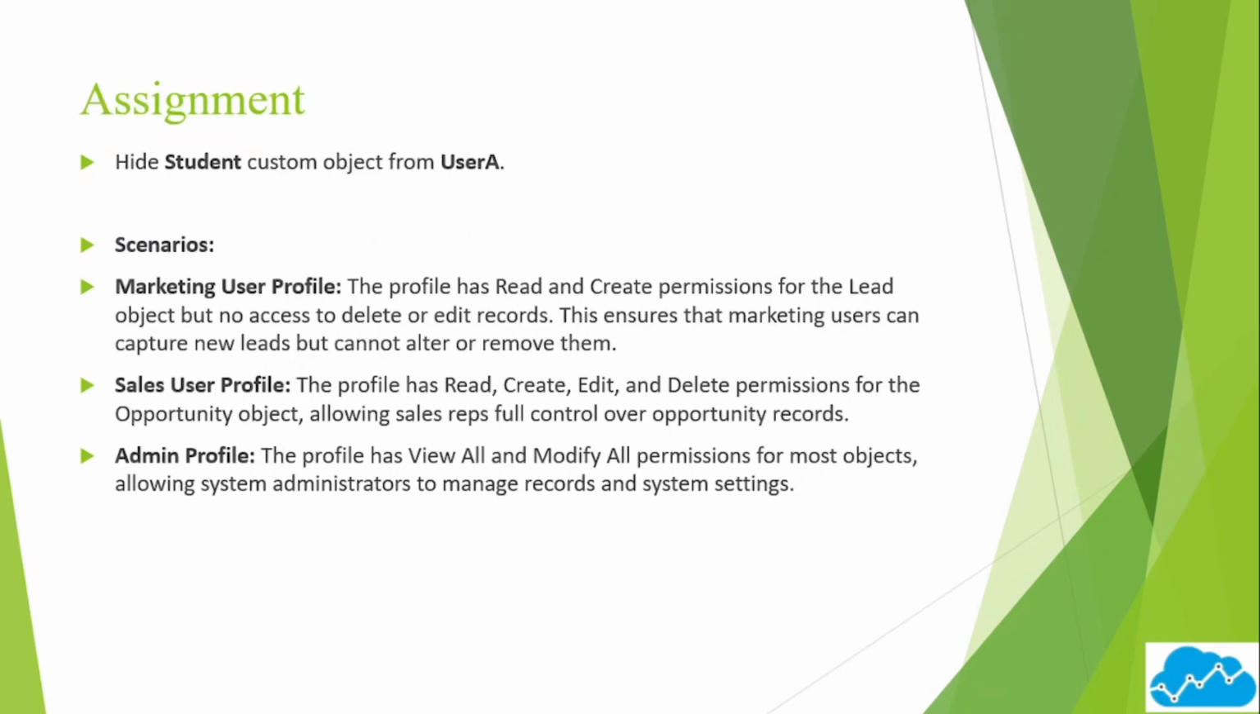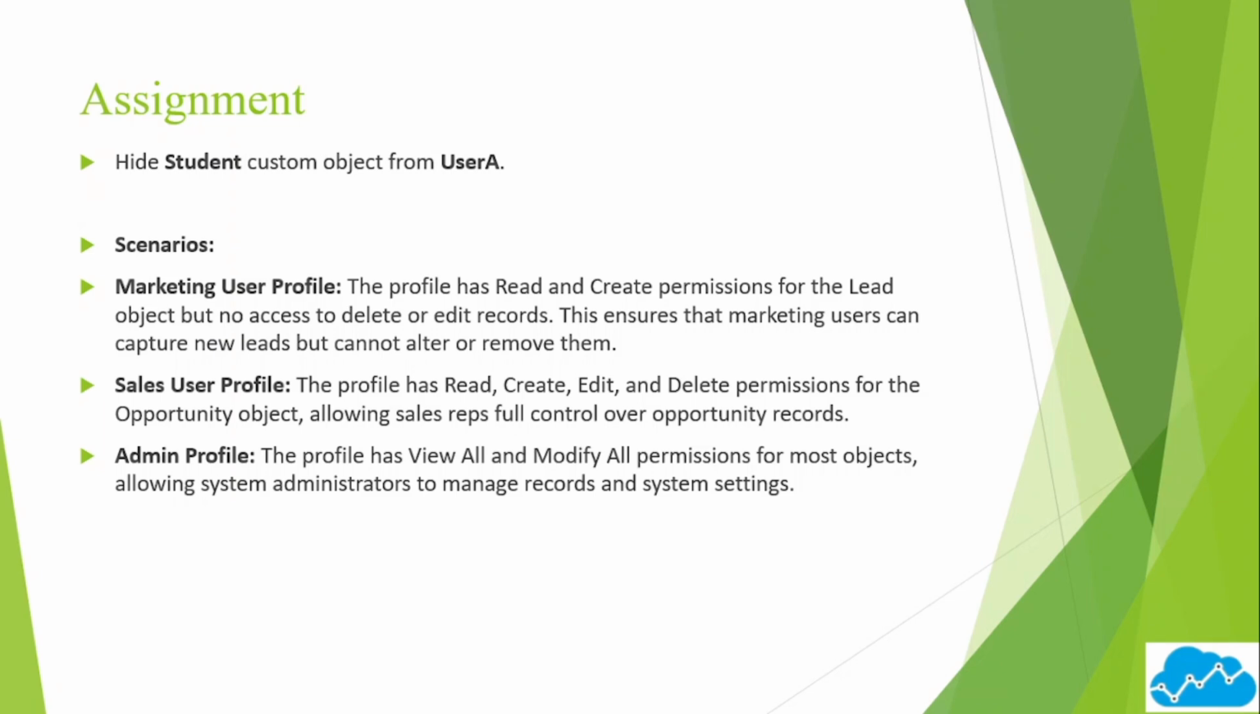So in the assignment we are going to hide a student custom object from user A. So there is a student custom object in our employee management system application. This student object I need to hide from user A, so user A can't see this student object. So which type of scenario are we getting for this object level security?